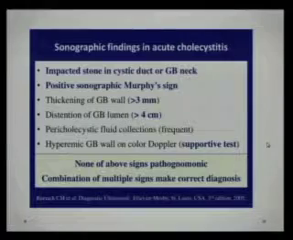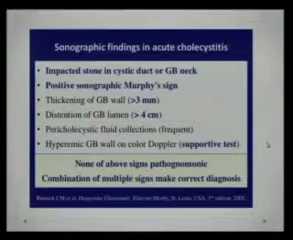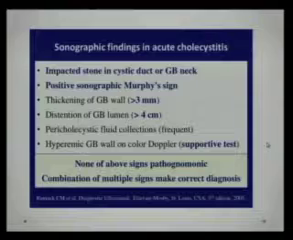Now, what are the sonographic findings in acute cholecystitis? Let's go through them one last time. An impacted stone in the cystic duct or the gallbladder neck with a positive sonographic Murphy sign or with distension of the gallbladder lumen is diagnostic for acute cholecystitis.